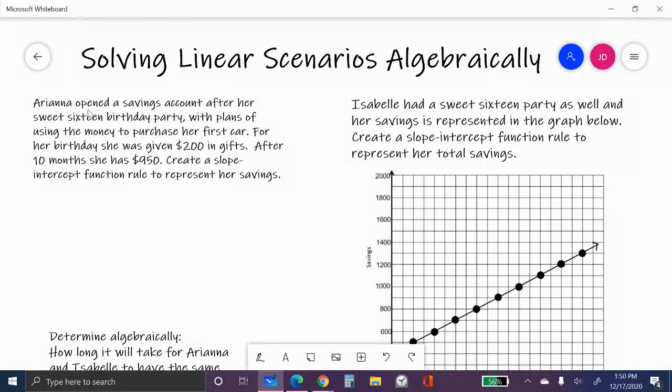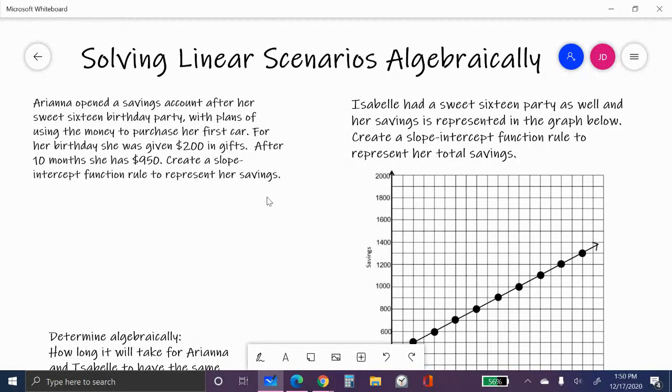We have Ariana opened up a savings account after her sweet 16 birthday party with plans of using the money to purchase her first car. For her birthday, she was given $200 in gifts, and after 10 months, she has $950. Create a slope-intercept function rule to represent her savings.